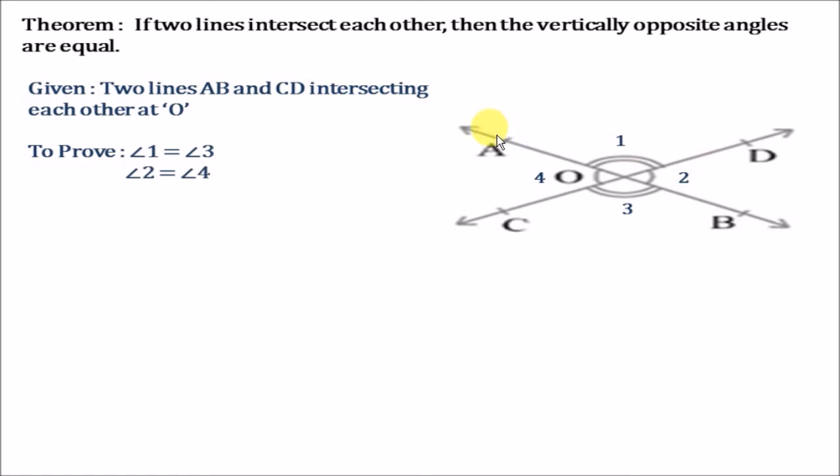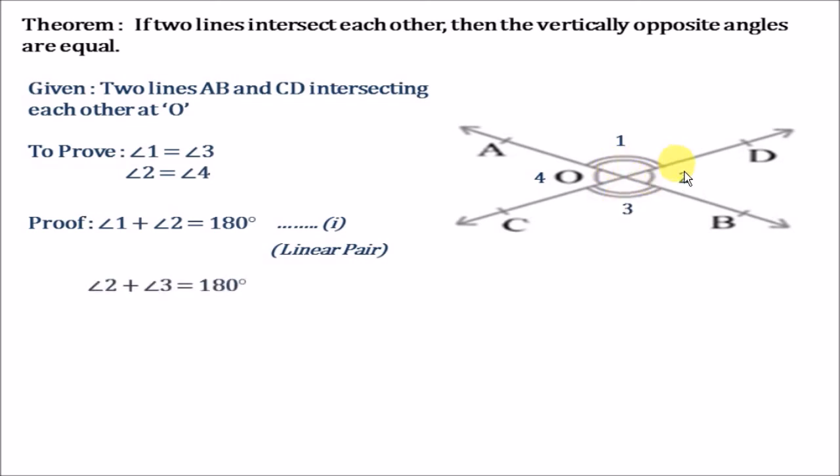So first, over line AOB, if we will add angle 1 and angle 2, we will get it as 180 degree, as they are forming a linear pair of angles. We will put this as equation 1. Next, over line CD or COD, angle 2 and angle 3 are again forming a linear pair. So angle 2 plus angle 3 will again give us 180 degree. We will put this as equation 2.